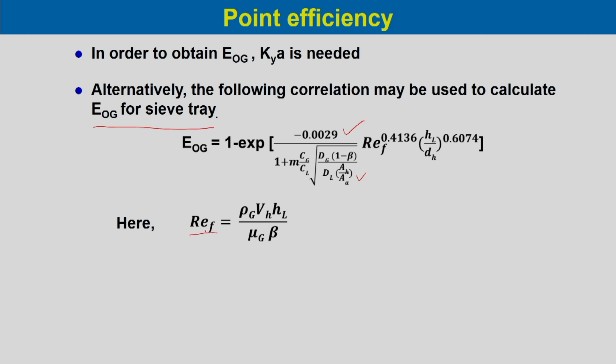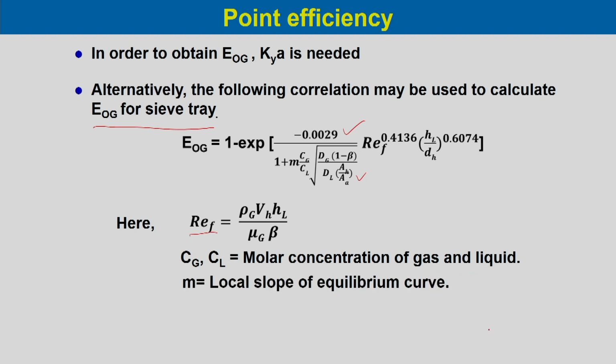Here Re_f is the Reynolds number of the fluid, which is defined as rho_g V_h h_L divided by mu_g beta. C_g and C_l are the molar concentrations of the gas and liquid. m is the local slope of the equilibrium curve, and D_g and D_l are the diffusivities of the gas and liquid.